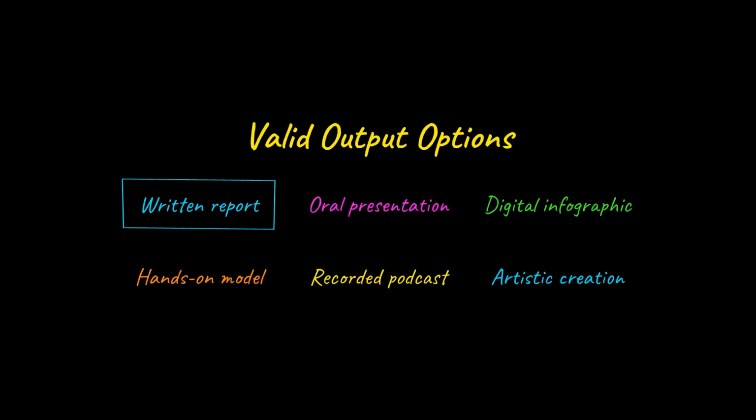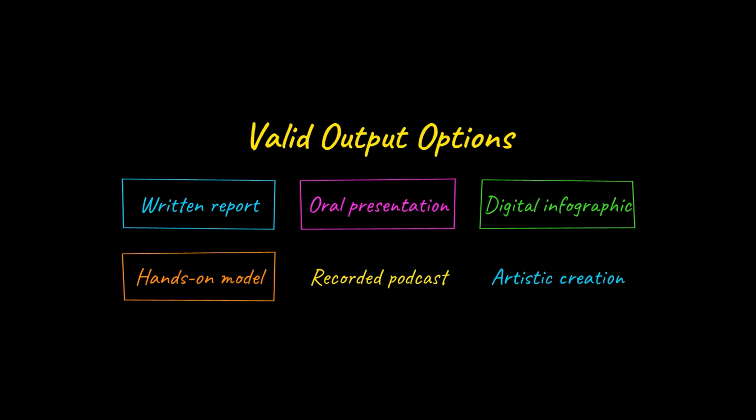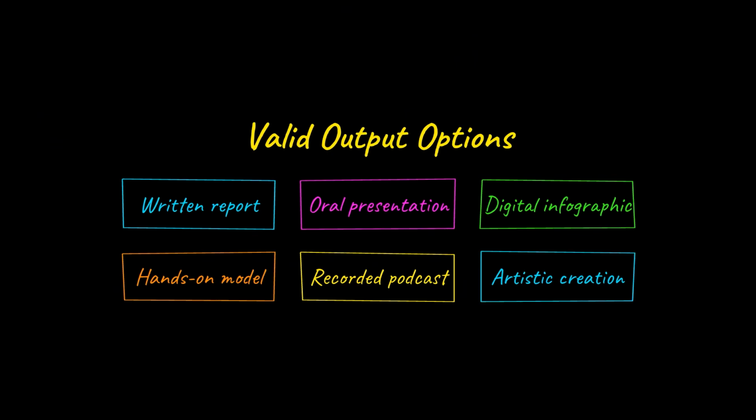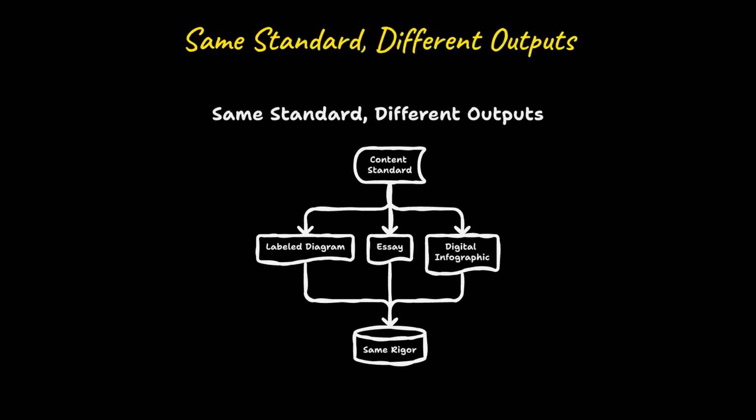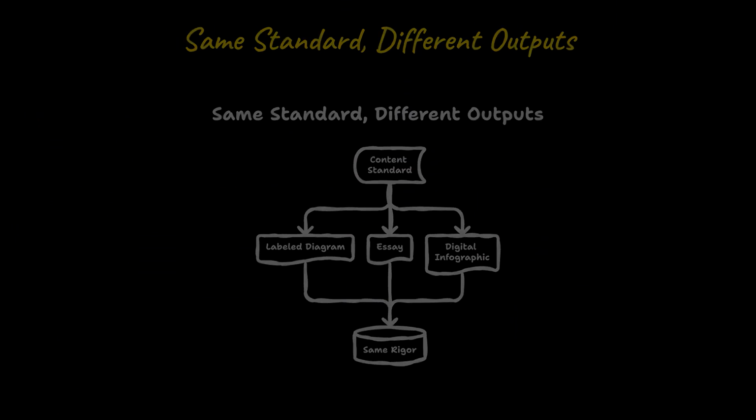Teachers applying this principle offer students genuine choice across formats: written work, oral presentations, digital products, hands-on models, podcasts, or artistic creations. Every option is held to the same content standard, so rigor is fully preserved across all formats. Imagine a single content standard, say, understanding the water cycle, assessed through a labeled diagram, a written essay, or a digital infographic. Each format demands the same depth of understanding. The rubric is built around content, not format, so rigorous grading and varied outputs coexist.